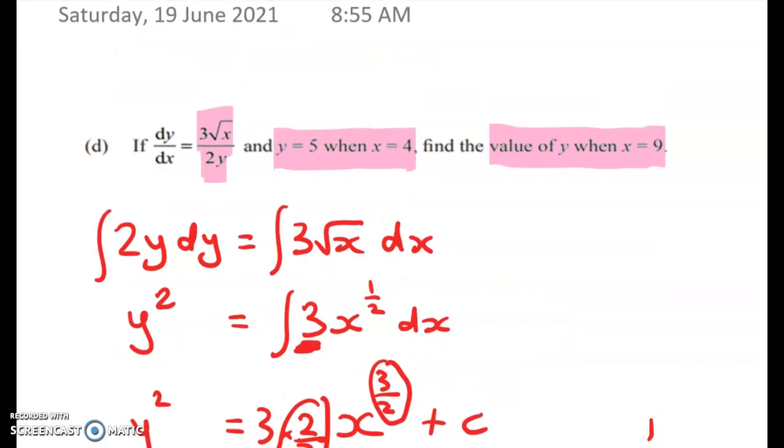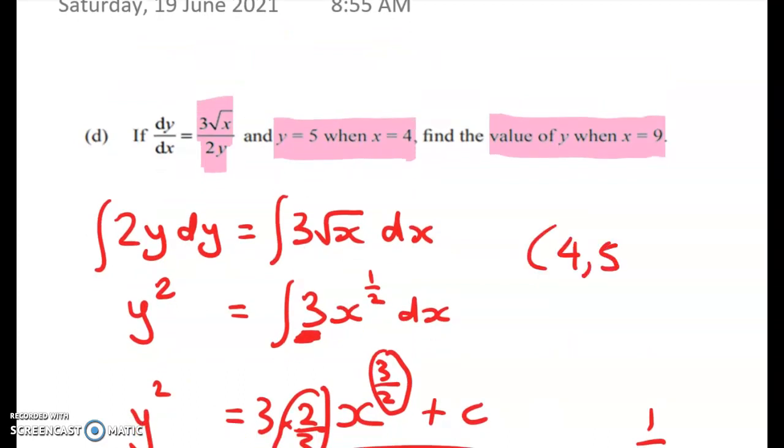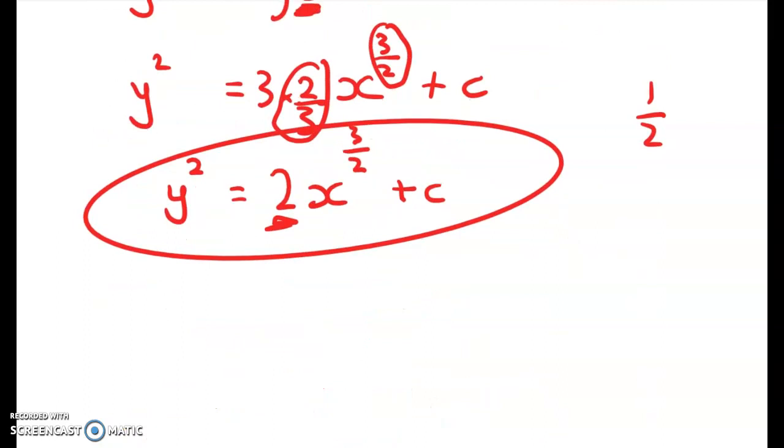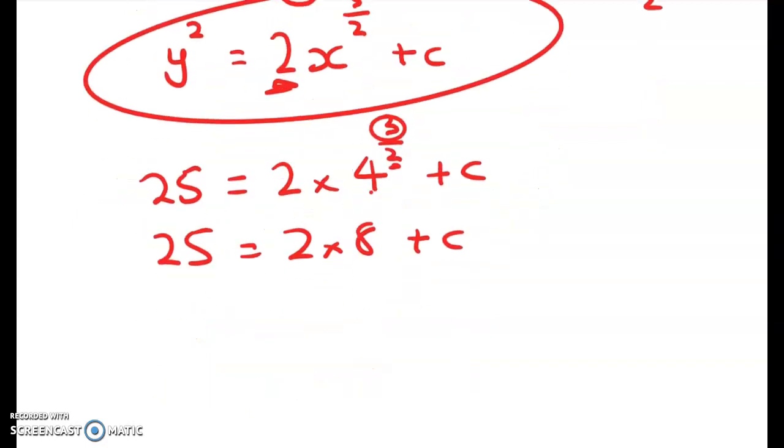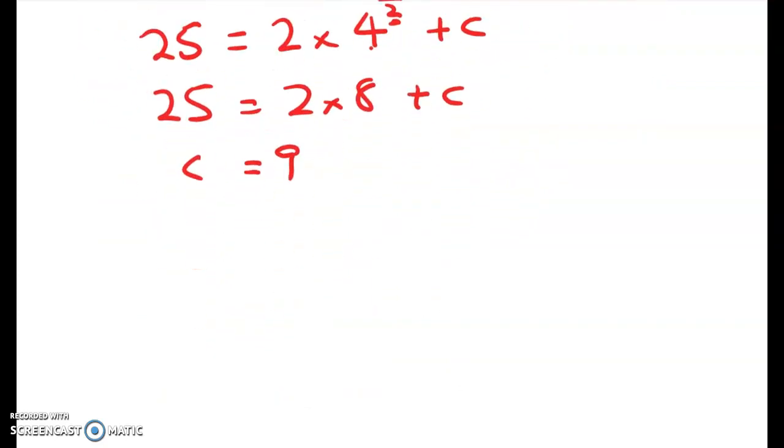So now we can take our value, which is the point on the curve, which is 4, 5, and substitute that in to work out what the constant is. So y squared is 25, and we've got 2 times 4 to the power of 3 over 2 plus c. So that's 25 is equal to 2 times, right, well, the square root of 4 is 2, and we want to cube it, so it's 2 times 8 plus c. 25 minus 16 gives us 9. So c equals 9, giving us y squared is equal to 2x to the 3 over 2 plus 9.